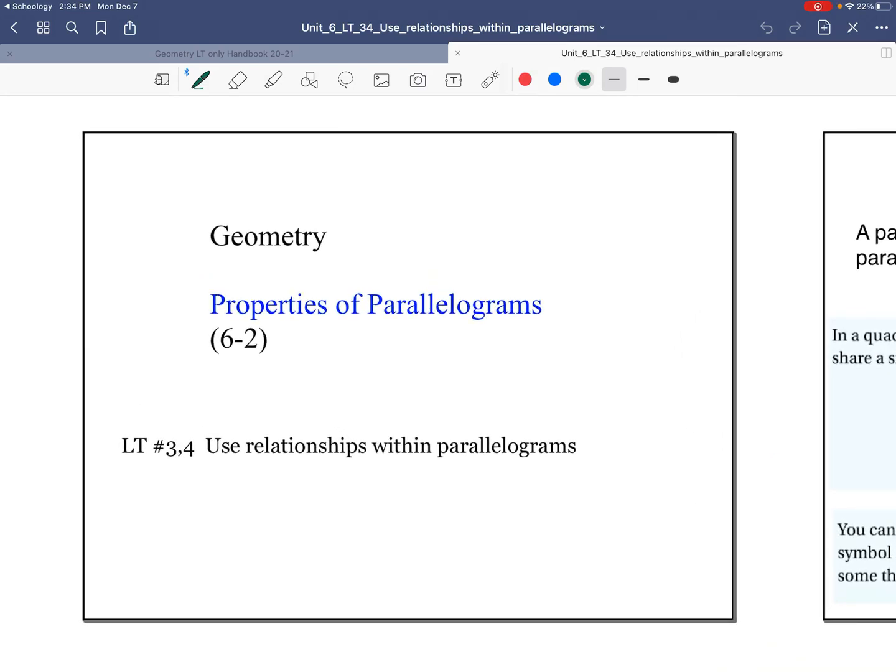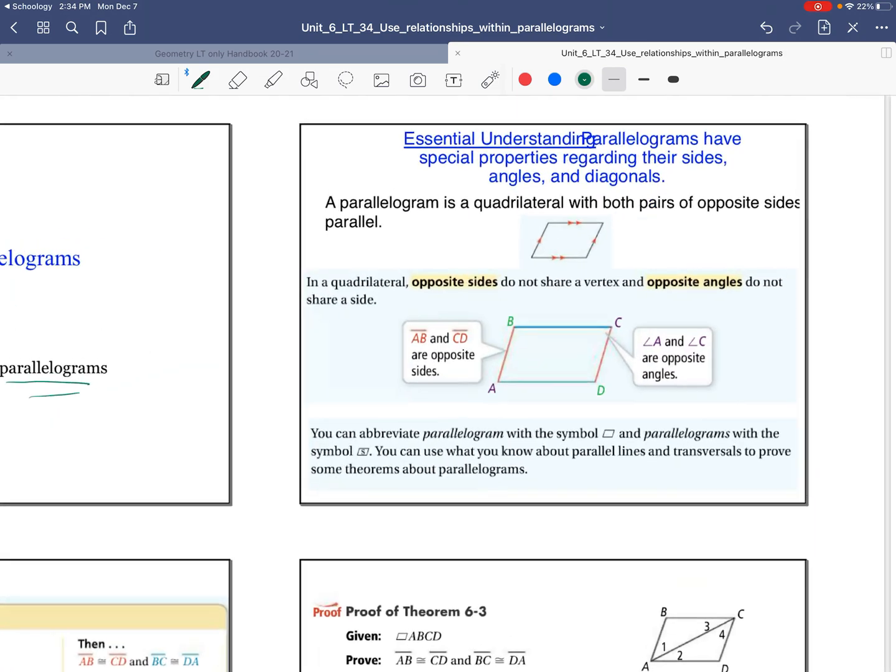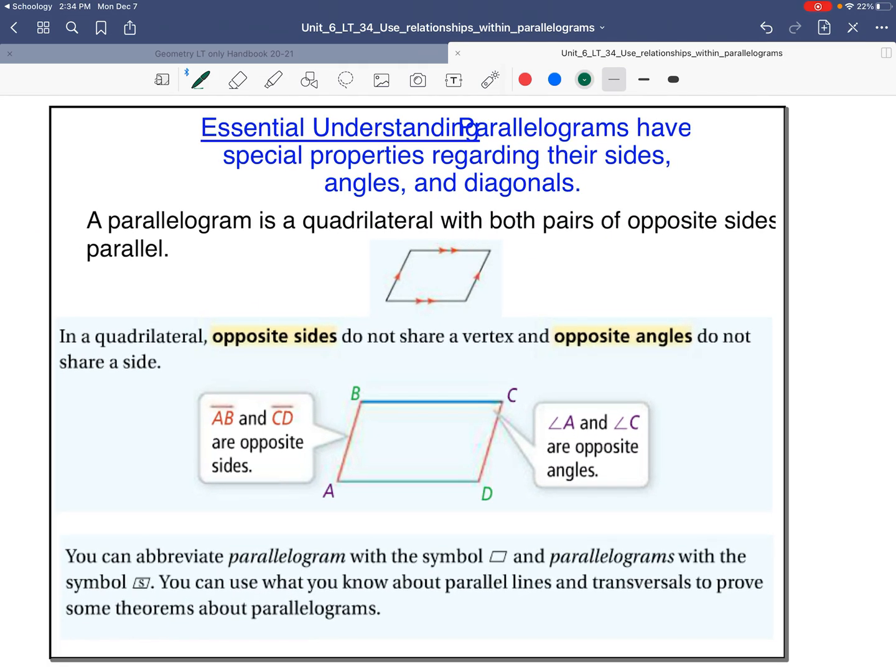Hello, this movie is for Unit 6, Learning Target 3-4. Use relationships within parallelograms. Parallelograms have special properties regarding their side lengths, angle measures, and diagonals.